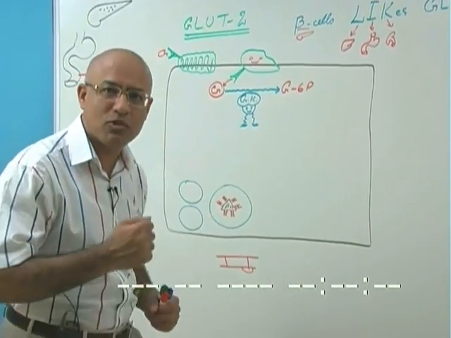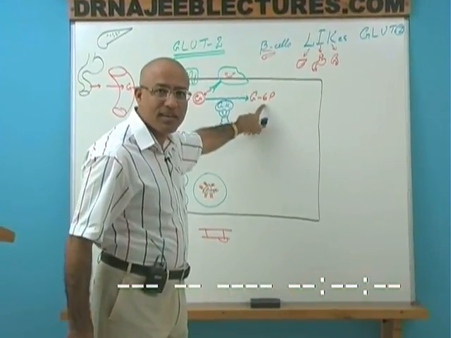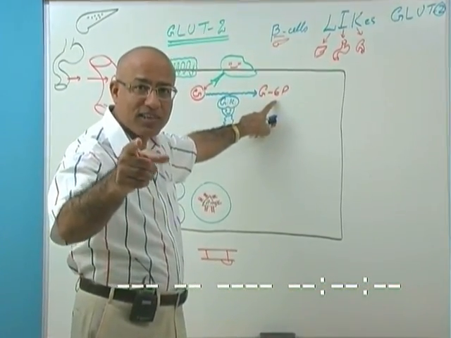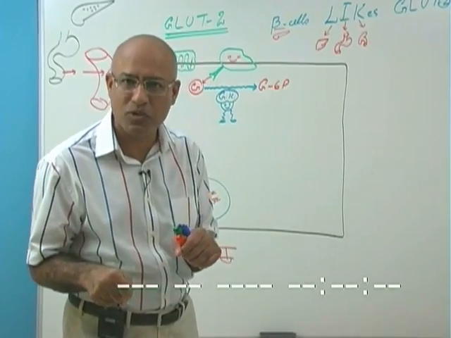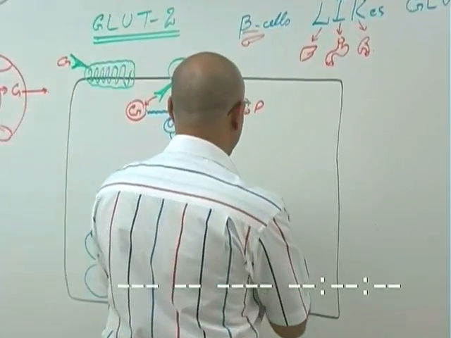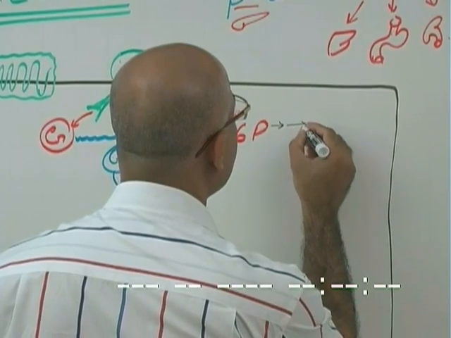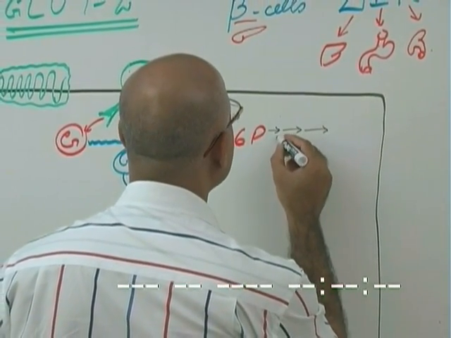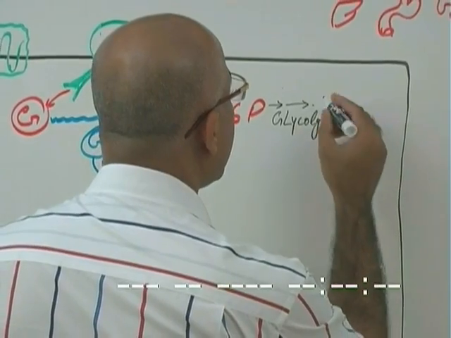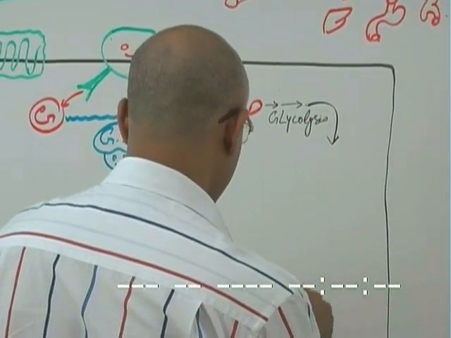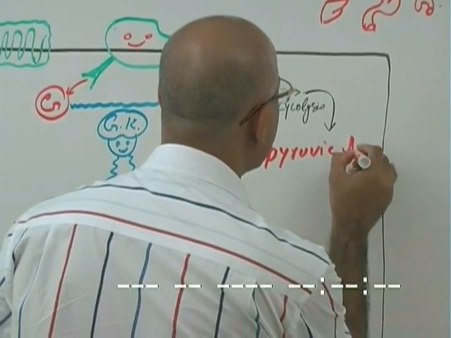So you see, as soon as glucose enters, we put a chain on its leg. This chain is phosphate. Once this glucose has been chained, the cell will do something nasty with it. It will take this glucose 6-phosphate into the pathway of glycolysis, and glycolysis will end up in the formation of pyruvic acid, or pyruvate.